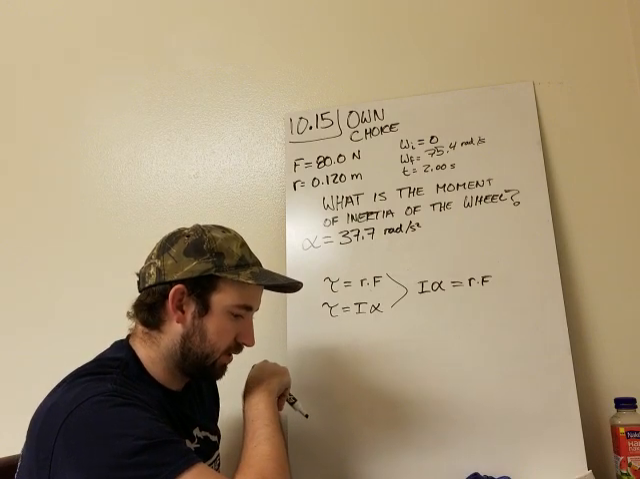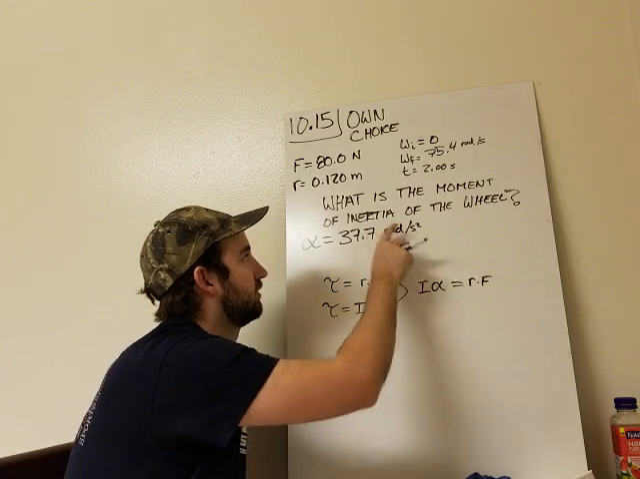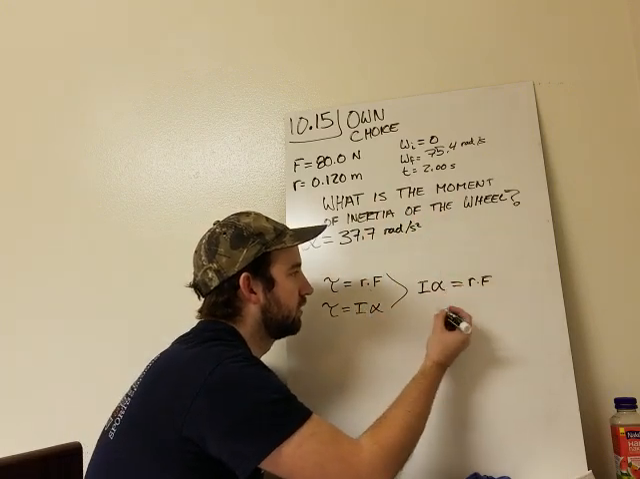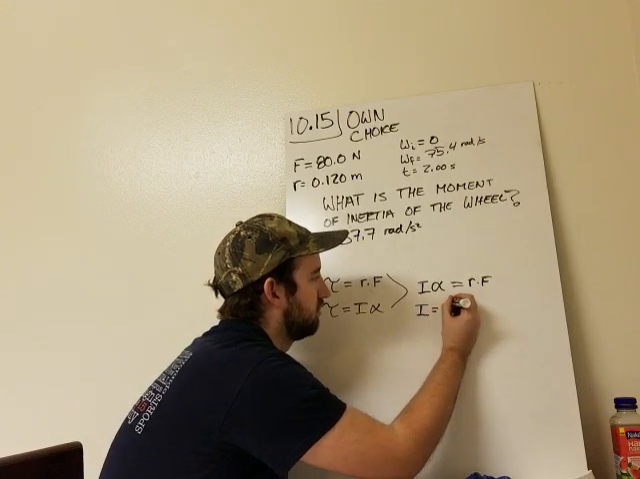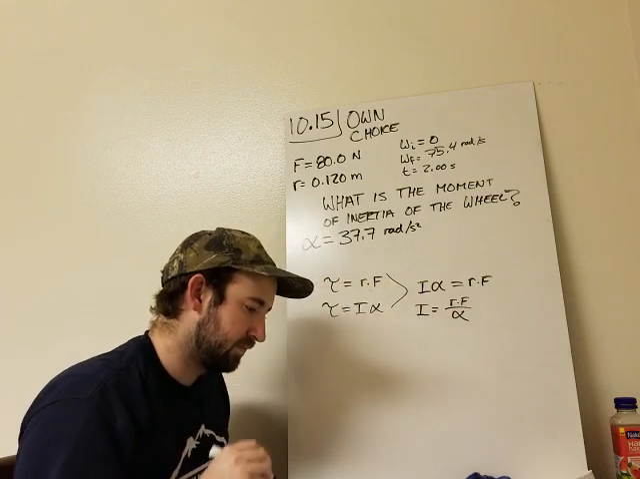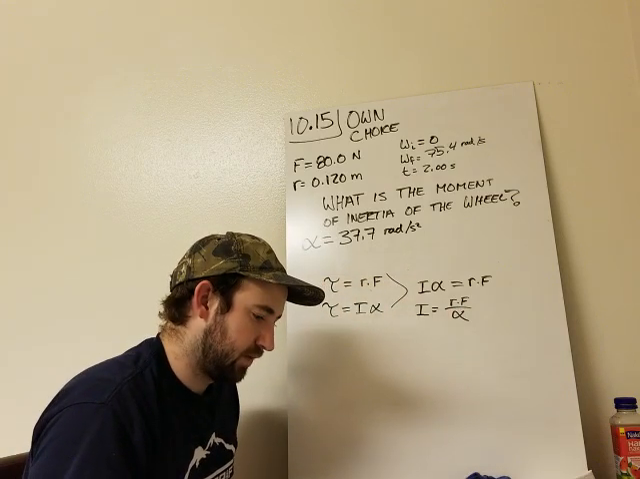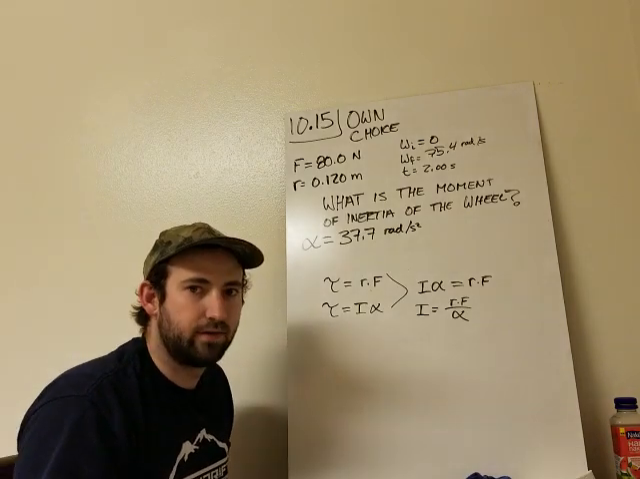Now that we have that, we can solve for the moment of inertia, because that's what we're really looking for. So we end up getting that the moment of inertia equals r times f over alpha. So now we can just plug in everything that we know.